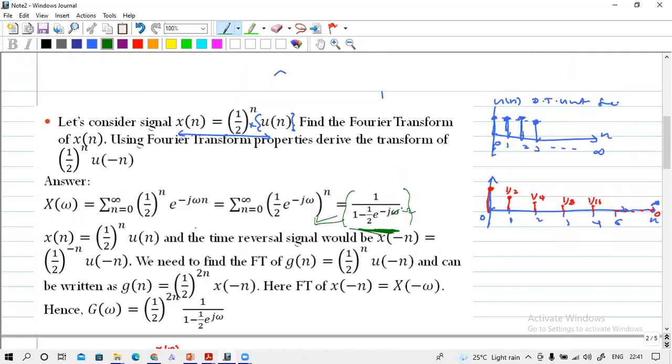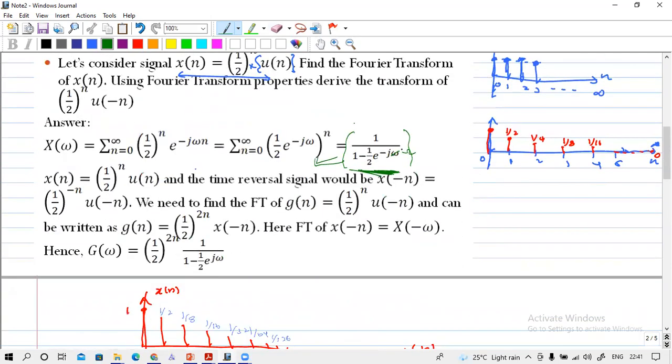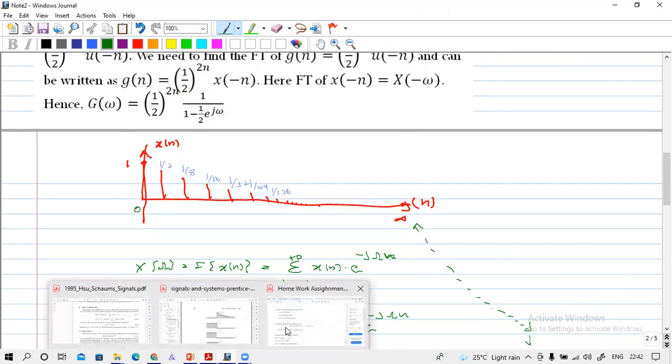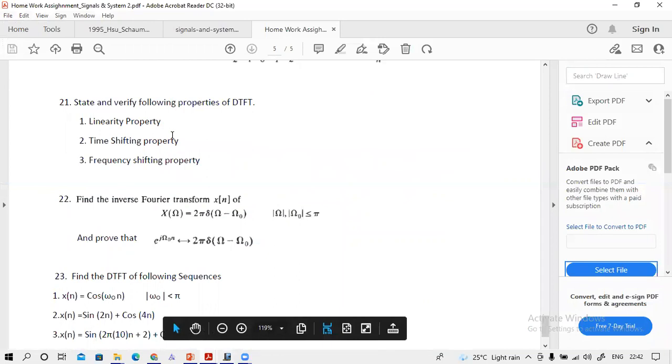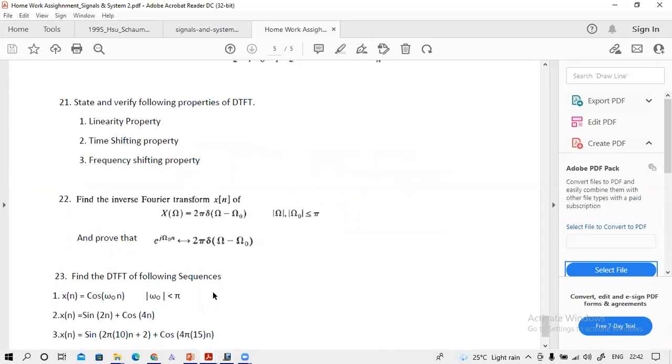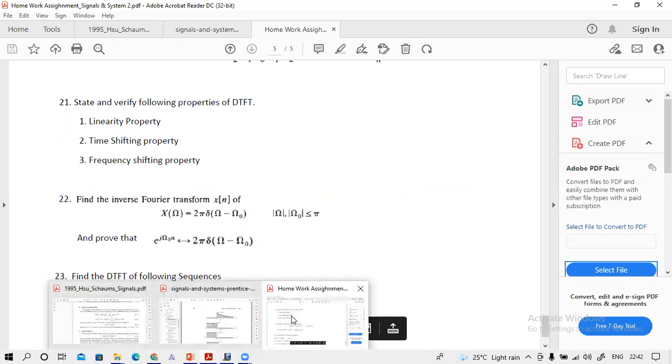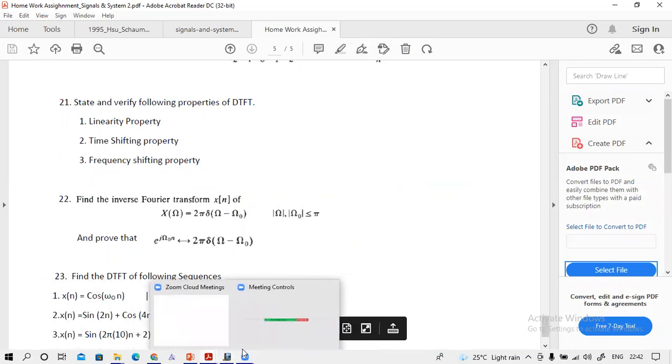And in this question we are asked to use a new property. That property is the time reversal property. I think you can remember that in our tutorials and lectures, we learned only three properties: linearity property, time shifting property, and frequency shifting property. And this time shifting property is very easy actually.